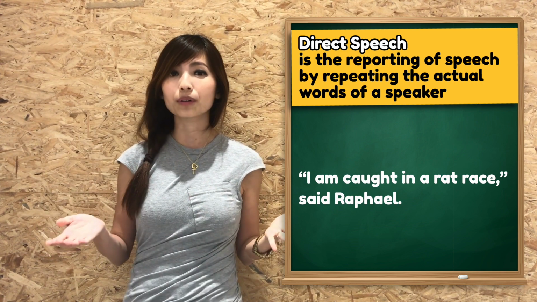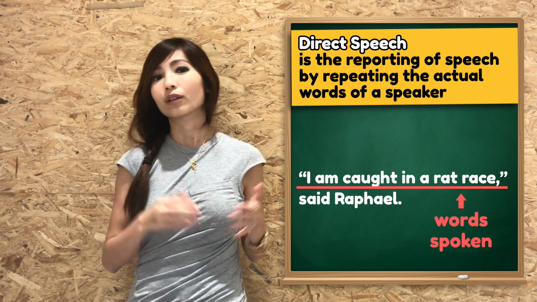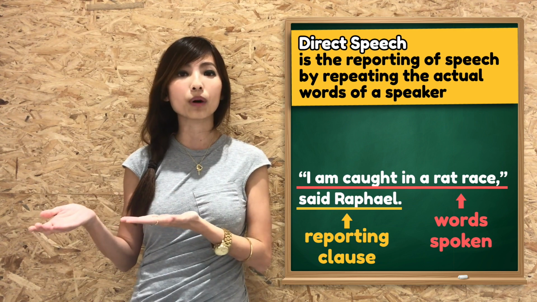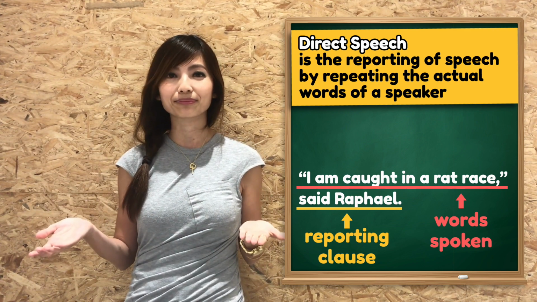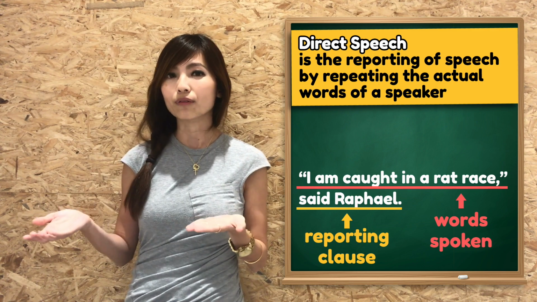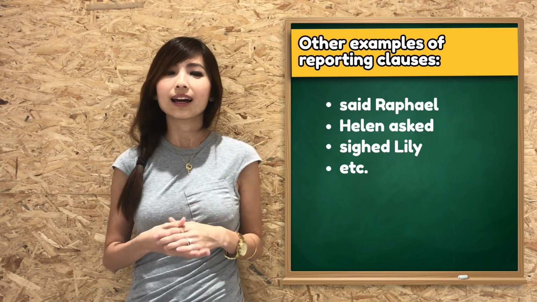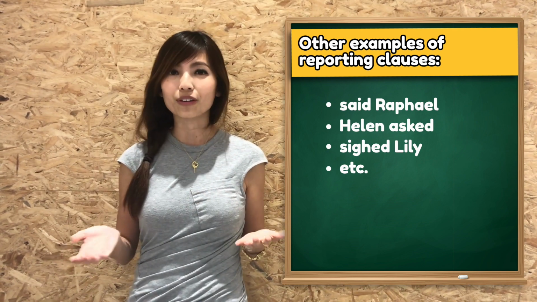From this example, you can see direct speech is actually made up of two parts. The first part will be the exact spoken words, and the second part will be what we call a reporting clause that shows who has spoken, which is in this case, "said Raphael." Other kinds of reporting clause that you may see could be "Helen asked," "sighed Lily," and so on and so forth.